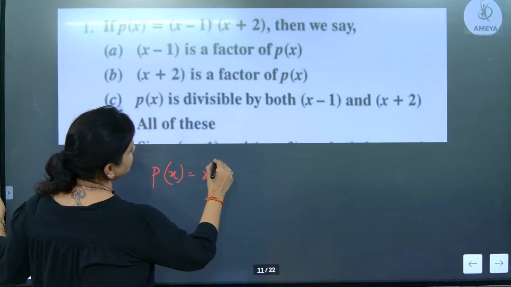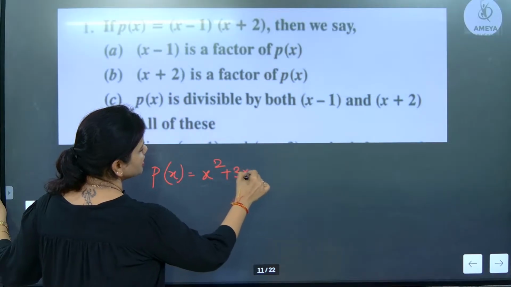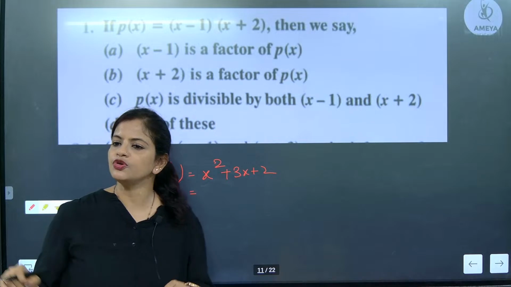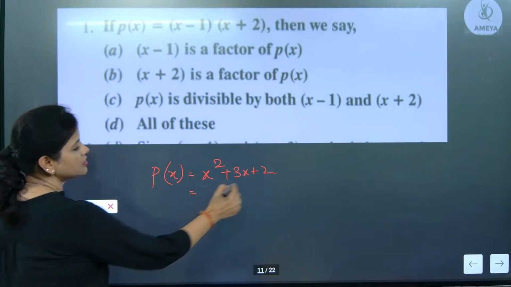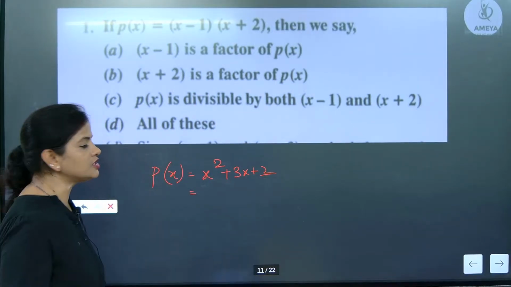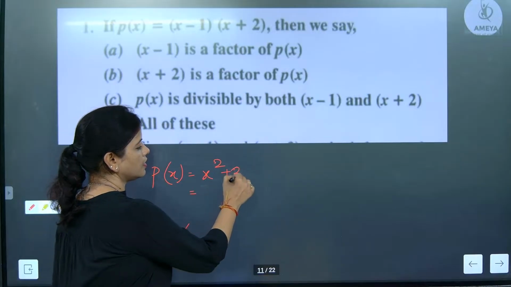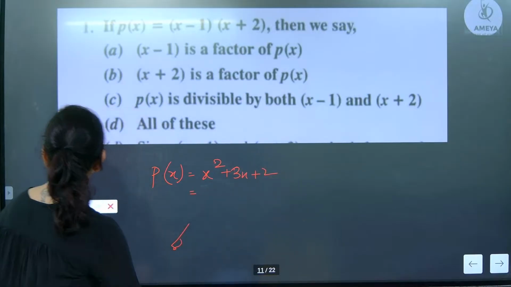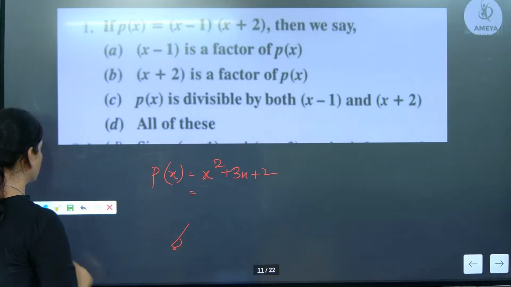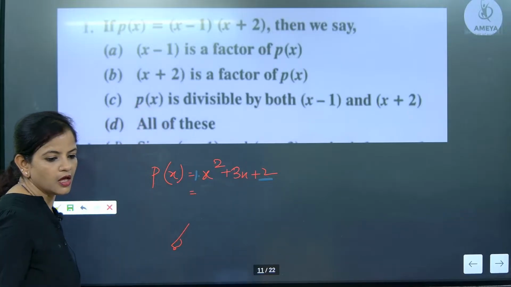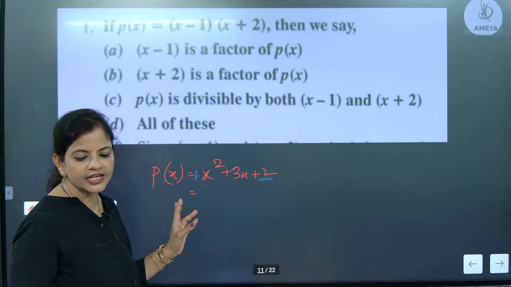So when it is written as x square plus 3x plus 2, first we need to do middle split. How are we going to do the middle split? We will see what the coefficient is. Here the constant term is 2. So here the constant term is 2 and the coefficient is 1.